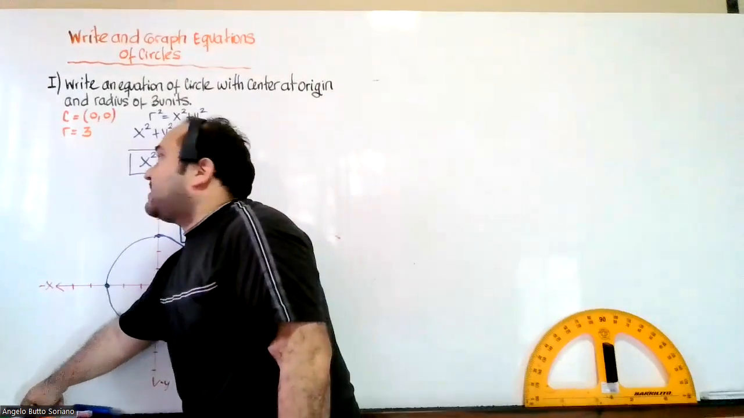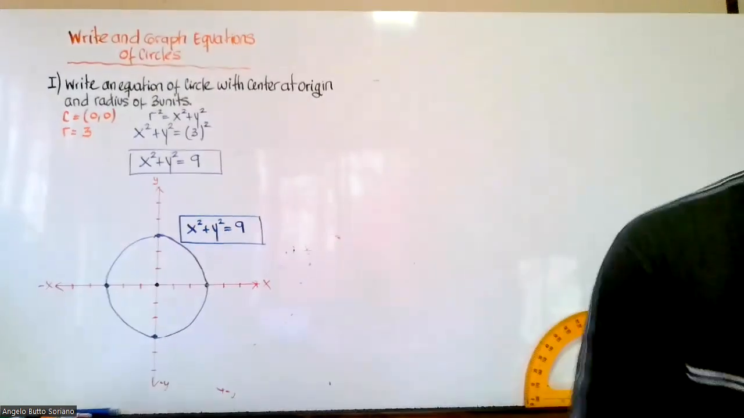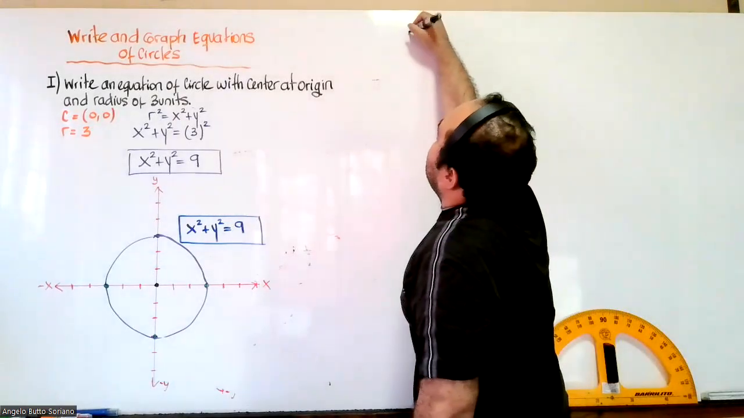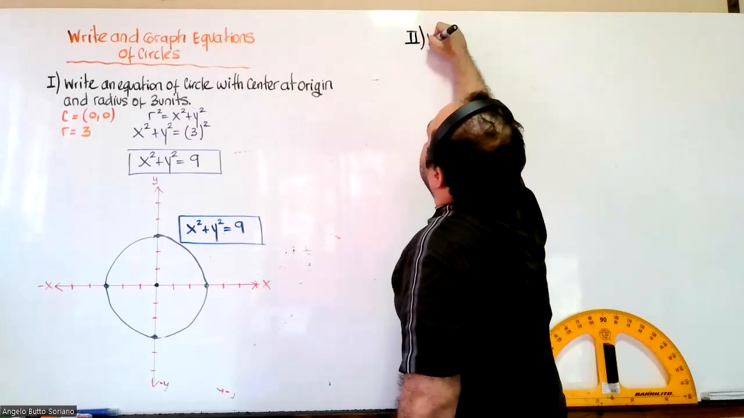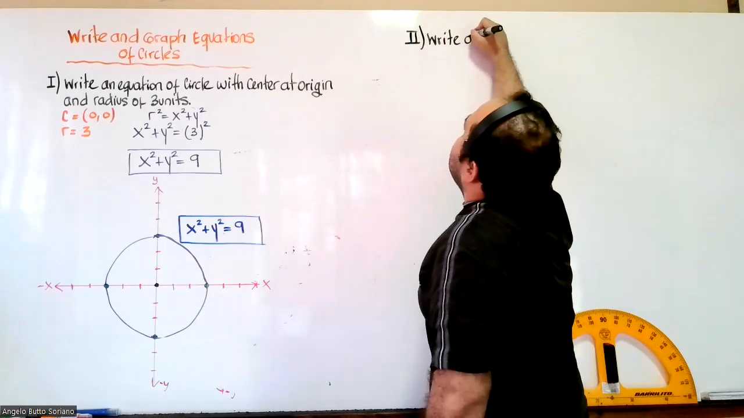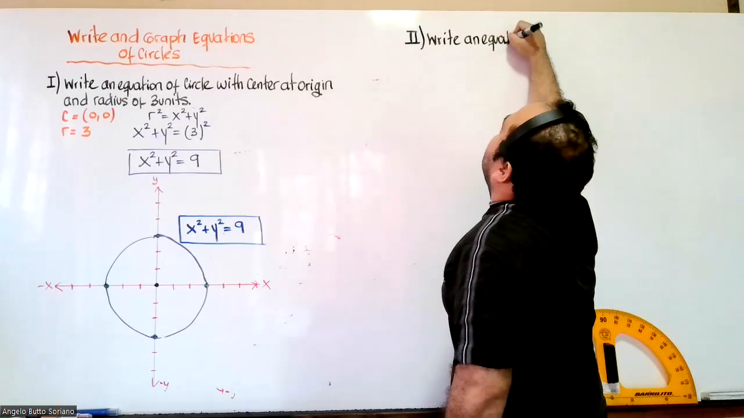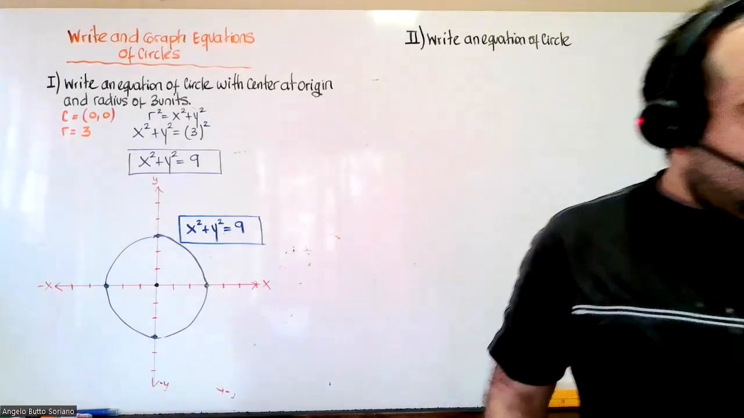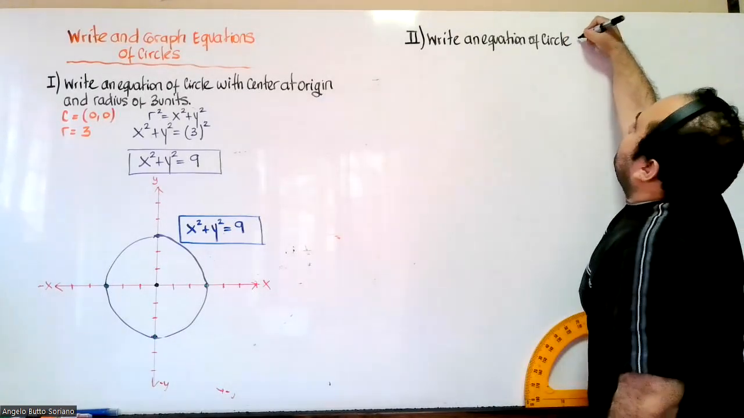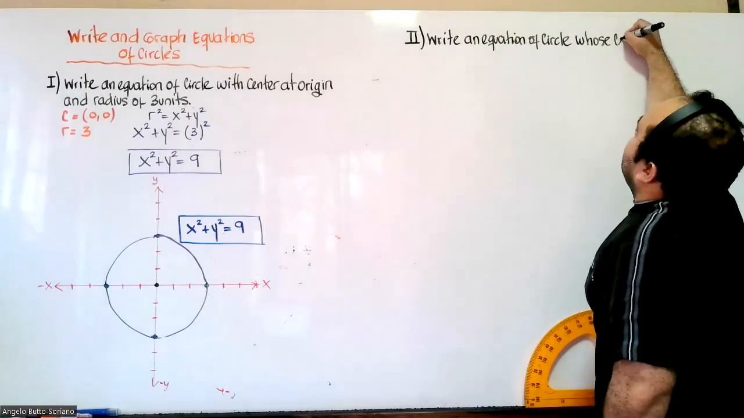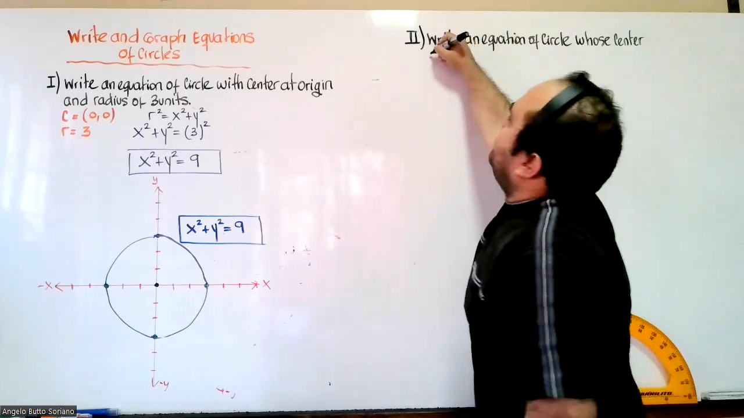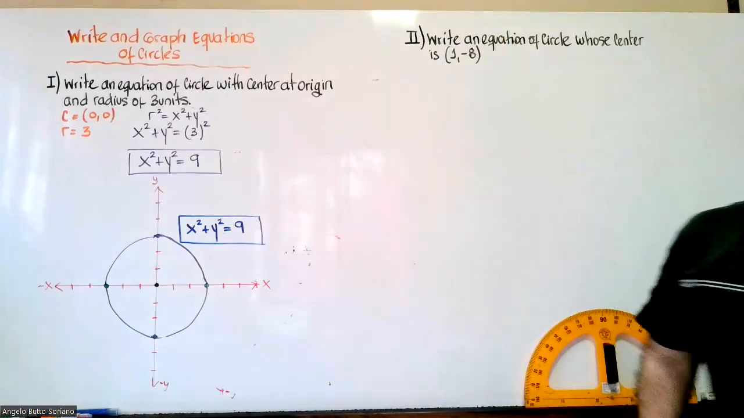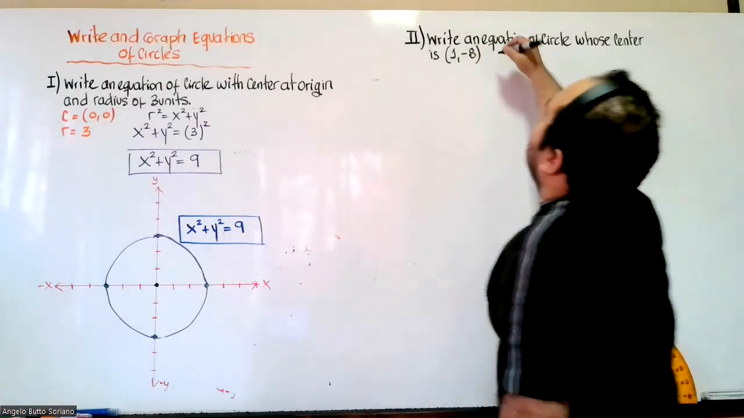So basically, the second example says we must write an equation of a circle. Let me do it. Example number 2. Write an equation of a circle whose center is (1, -8) and radius 7.